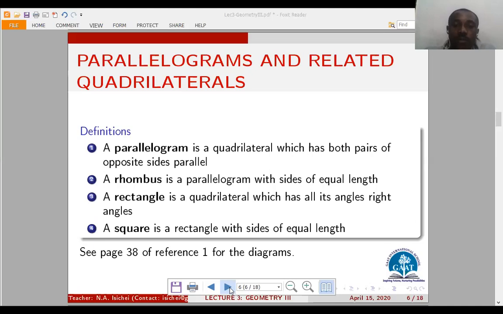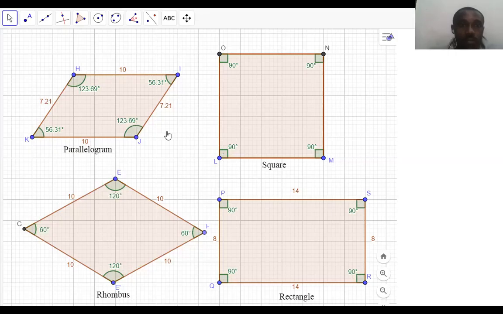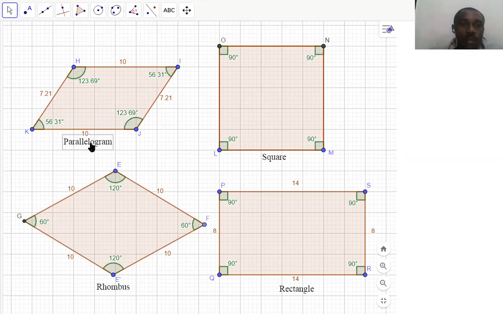Now for the diagrams of these shapes, you can see page 38 of the reference text. And also, I'll quickly show you the diagrams on GeoGebra, all right? So you can all see this. The first diagram I have at the top left of my screen is a parallelogram.